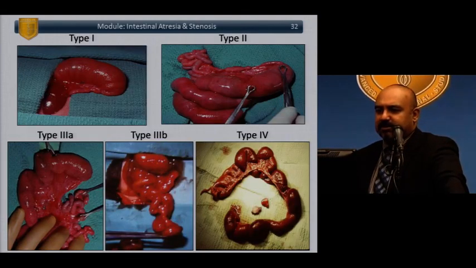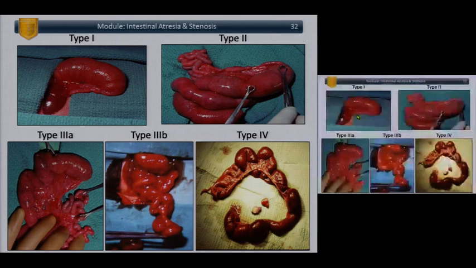The types of atresias, I just did it with pictures here. This is a type 1. What you remember about type 1 is that the bowel looks like it's in continuity. There are no mesenteric defects you can see, and everything looks continuous, but you can tell that there's a huge caliber change in the intestine. Type 2, you can actually see a cord-like change in the bowel. So you actually see the atresia or the atretic segments here in the type 2. There's type 3A and type 3B.